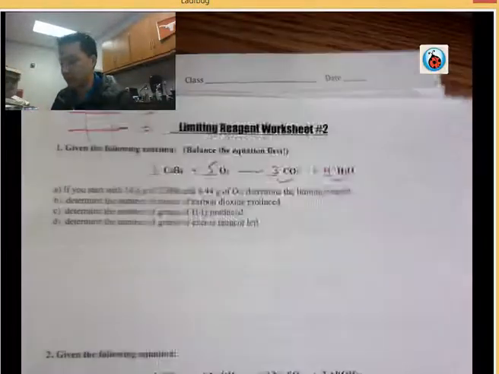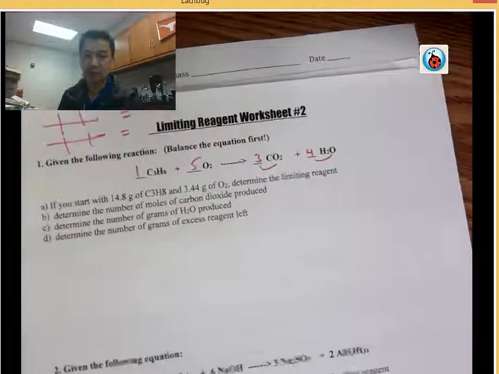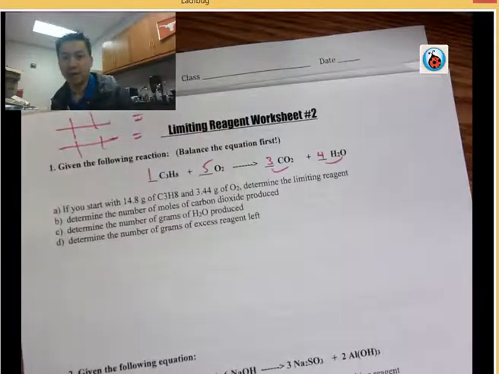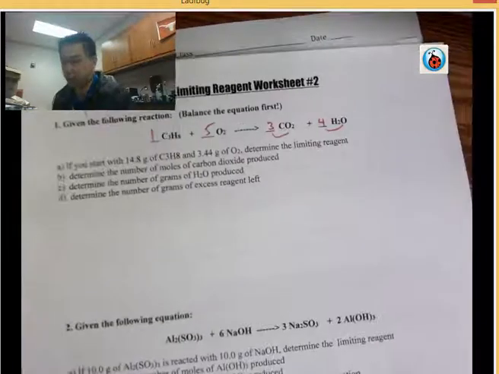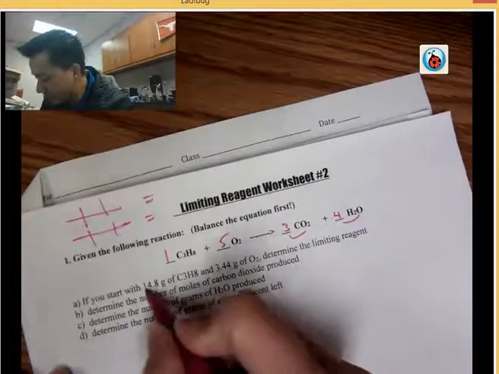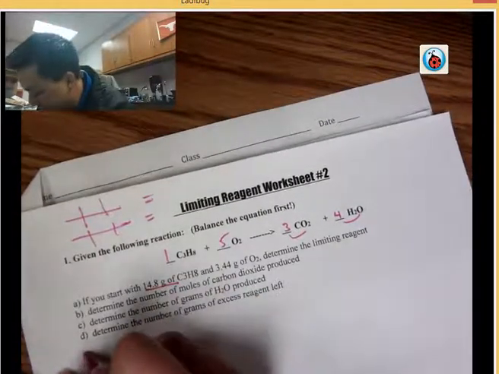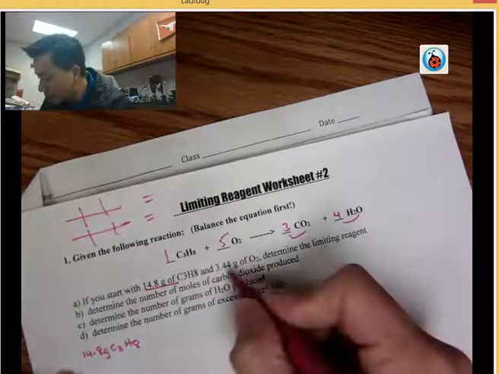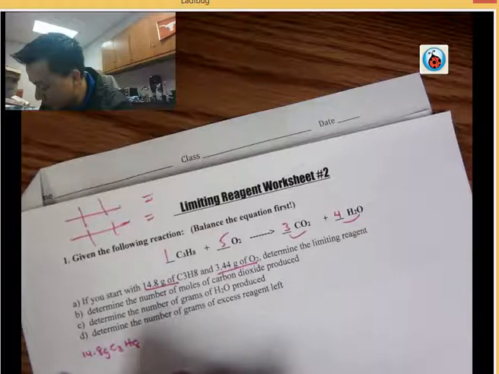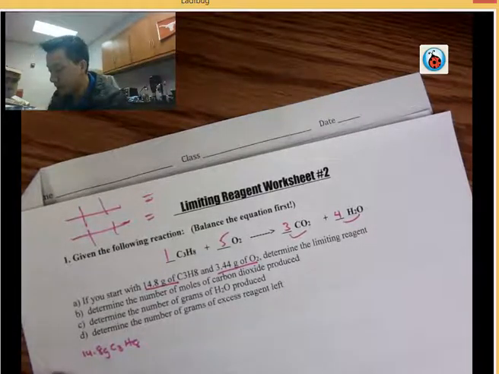Okay, so in the last video we went over just mole to mole, but this one will go from grams to grams, and just a 4-step per grid instead of 2 steps, just like the mole to mole. Okay, and so here, if you start with 14.8 grams of C3H8 and 3.44 grams of O2. Determine the limiting reagent.